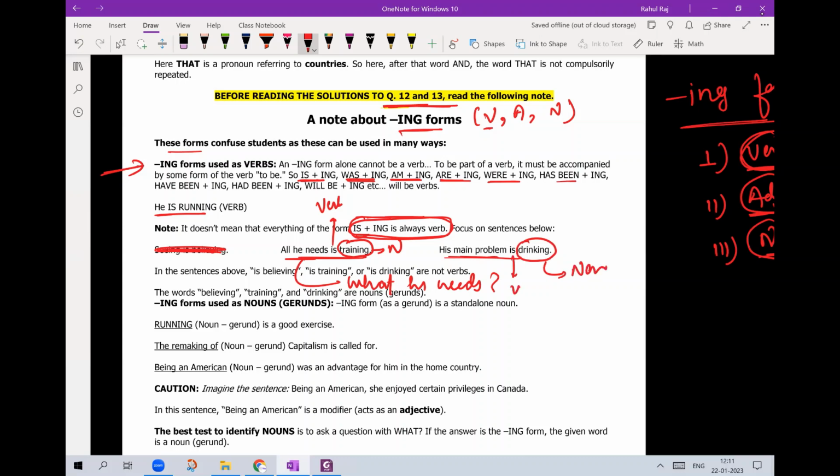Is is a verb. But can you ask a question over here? Anything? Now don't include your own words, like what he is doing. In the case of he is running, can you actually ask a question, what is he doing? No, there is no question that you can ask. Doing is your own word. Don't bring your own words here. When I say all he needs is training, I can ask the question what he needs. Your answer is training, so training is a noun. It is not a verb. His main problem is drinking. What is his main problem? Drinking. So that's a noun, not a verb. Here I can't ask a question, so he is running is a verb. So this is the ing form used as a verb. I'll come down to your point, Harin.